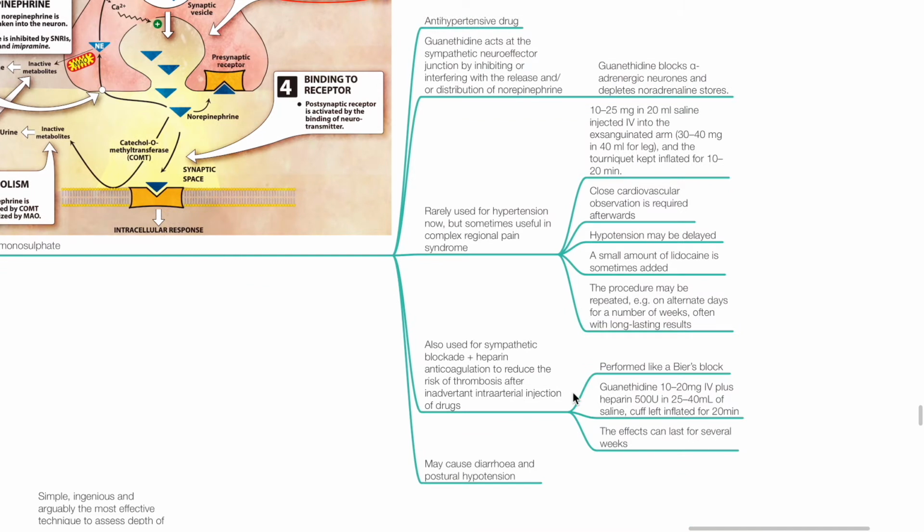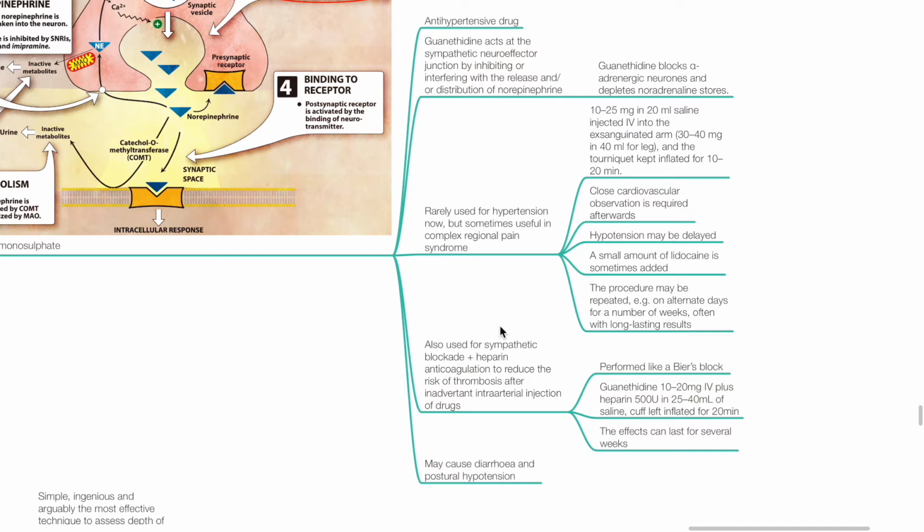The dose is 10 to 25 mg in 20 ml saline injected IV into the exsanguinated arm, and 30 to 40 mg in 40 ml for the lower extremity, and the tourniquet is then kept inflated for 10 to 20 minutes. Close cardiovascular observation is required, as hypotension may be delayed. A small amount of lidocaine is sometimes added. The procedure may be repeated, for example on alternate days for a number of weeks, often with long-lasting results.